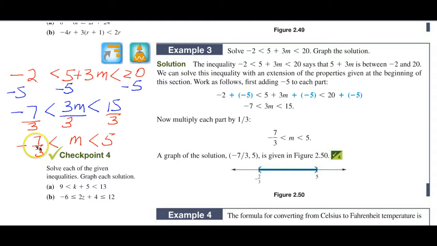Now to graph it, this is the negative value you're interested in, and you're going to use a parenthesis there and a parenthesis there, and you're filling it in between the parentheses. And interval notation right from the graph, a parenthesis, a negative 7/3, comma, and then a 5 and a parenthesis. Again, the use of this diagonal line there to indicate fractions, we don't like that too much.